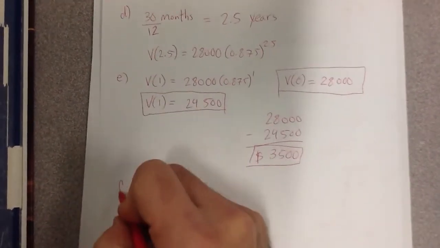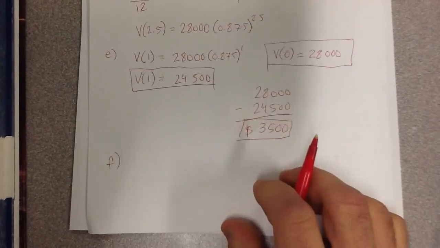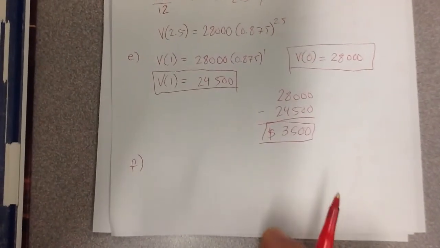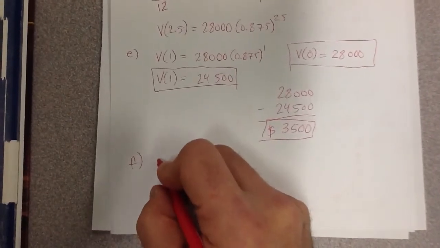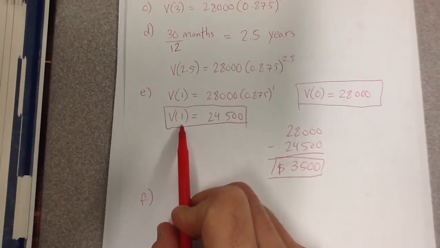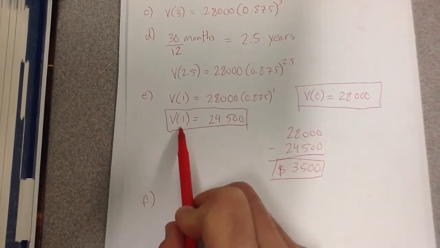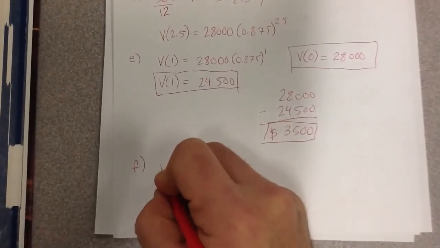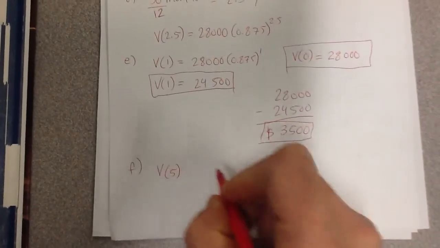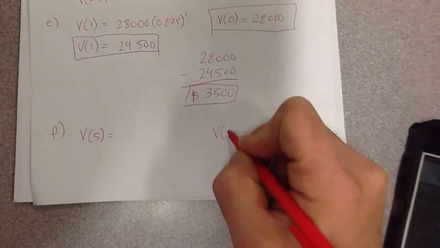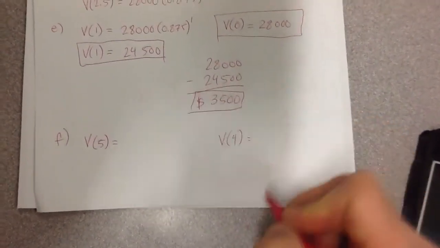And then F, how much value does it lose in the 5th year? Well, if you just want to know during the 5th year how much it loses, just like how much value does it lose in the 1st year? If you want to know that, you have to know year 1 and year 0 and figure out the difference. If it wants to know the 5th year, you have to know the value of the car at year 5 and the value of the car at year 4. You have to figure out both.